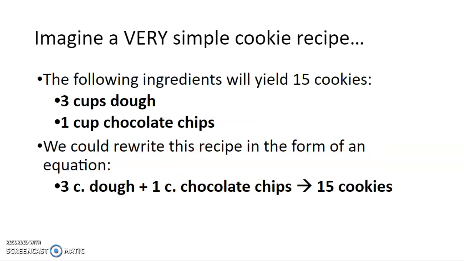So let's imagine a very simple cookie recipe. 3 cups of dough, 1 cup of chocolate chips. Written similar to a chemical equation. So 3 cups of dough plus 1 cup of chips are our reactants, and our 15 cookies are our products. So for every 3 cups of dough, we need 1 cup of chocolate chips in order to make 15 cookies. If we only have 2 cups of dough, this recipe wouldn't work.